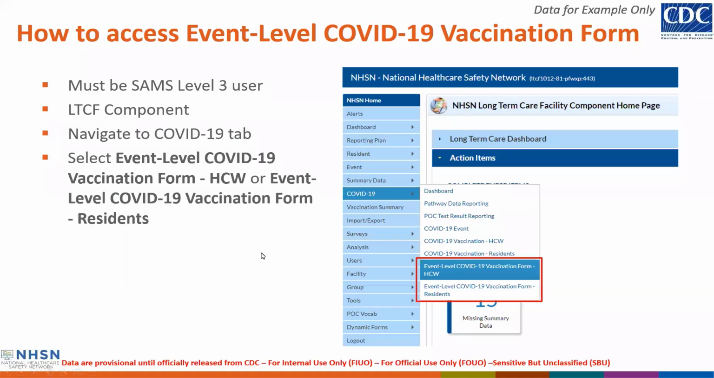So now we'll get into a data entry and submission overview. This slide shows how to access the event level COVID-19 vaccination forms. So first, you must be a SAMS level 3 user in order to access the event level vaccination forms within NHSN because this is person level information. So if you are a SAMS level 3 user and you enter into the long-term care component and you navigate to the COVID-19 tab here on the left side of the screen, then you will select either event level COVID-19 vaccination form for healthcare workers or event level COVID-19 vaccination form for residents.